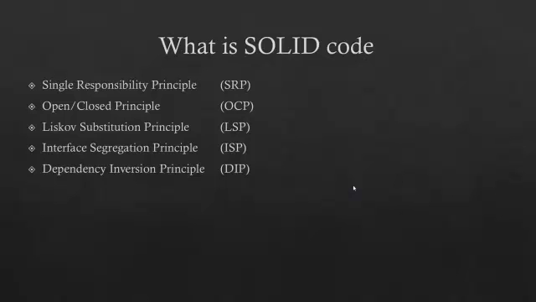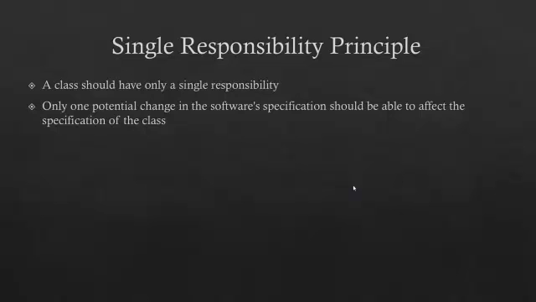When we look at the single responsibility principle, this means that a class should have only a single responsibility. So you will not write a class that does, for example, validate input and start a workflow. No, you have a workflow manager that starts workflows, and you have a validation engine that validates input. This is to make sure that only one potential change in the software specification will be able to affect the specification of a single class. Okay, that's the single responsibility principle.